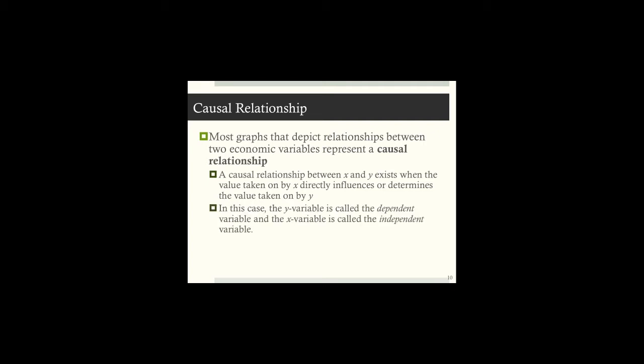Most graphs that depict relationships between two economic variables represent a causal relationship. A causal relationship between x and y exists when the value taken on by x directly influences or determines the value taken on by y. So in this case, the y variable is called the dependent variable. It depends on x. The x variable is called the independent variable. In our example, the number of hot chocolates sold is the dependent variable, while the outside temperature is the independent variable.